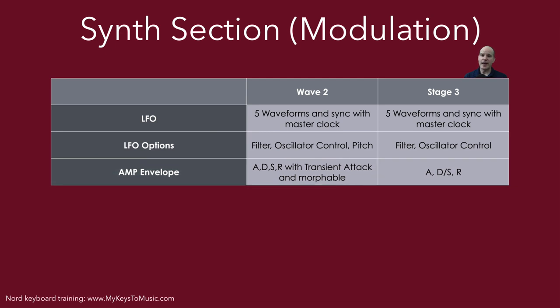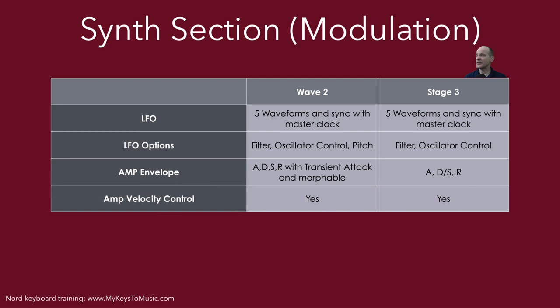They both have an amp envelope. Just like we learned in the modulation envelope, the Wave 2 has a dedicated knob for attack, decay, sustain, and release, with a feature called transient attack, which we'll talk about here in a second, and each one of those is morphable as well. The Stage 3 has a traditional amp envelope with a dedicated knob for attack, one knob that's a combo decay and sustain, and a third knob for release.